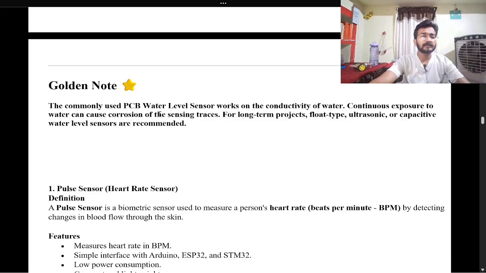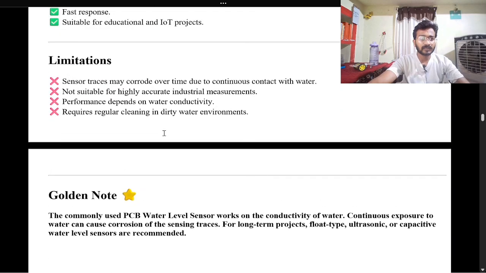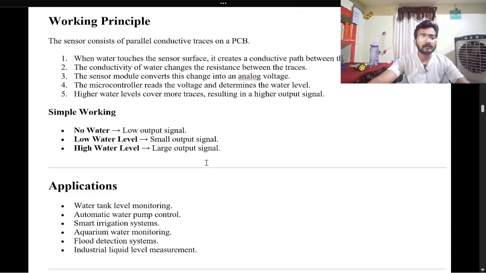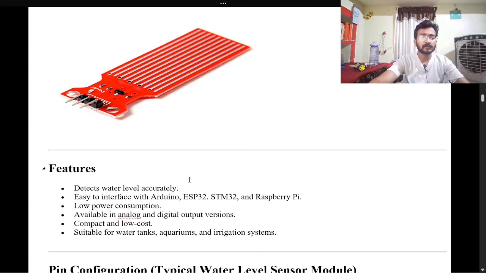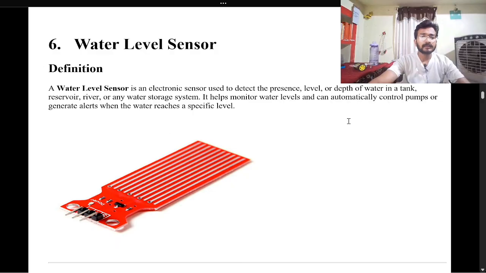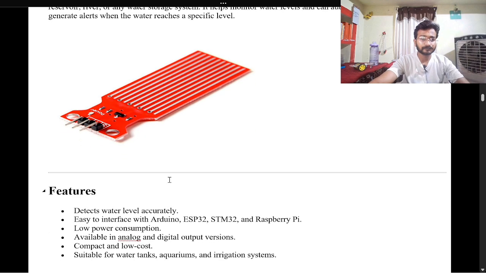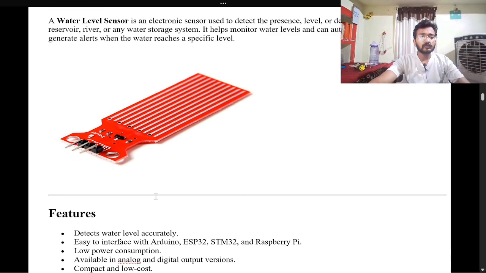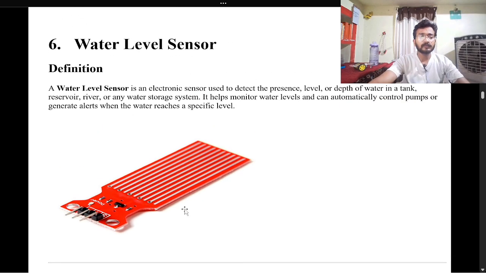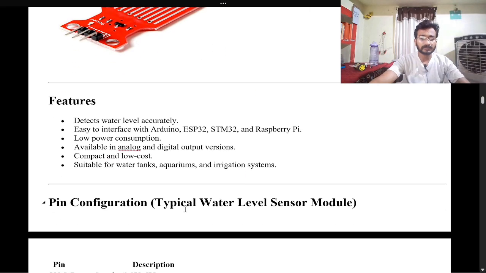The commonly used PCB water level sensor works on conductivity of water. Continuous exposure to water can cause corrosion of sensing traces. For long-term projects, float type, ultrasonic, or capacitive water level sensors are recommended. Suppose you want to make an automatic water level monitoring system for your home, and when the water completely fills the tank, the pump automatically turns off. So you can definitely use this sensor. But for long term use, this is not suitable. You can use ultrasonic sensor for long term projects.